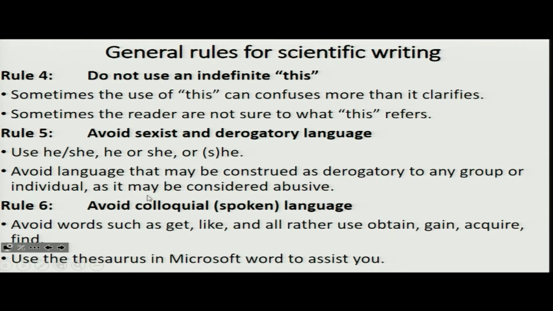Then number 6, avoid colloquial or spoken language. Don't write as you talk. Avoid words such as get and like, and rather use obtain, gain, acquire, and find. So here are a few words that you can also stick to your wall. In other words, instead of saying I get it, you can say I found it, or I obtained it, or I gained something.